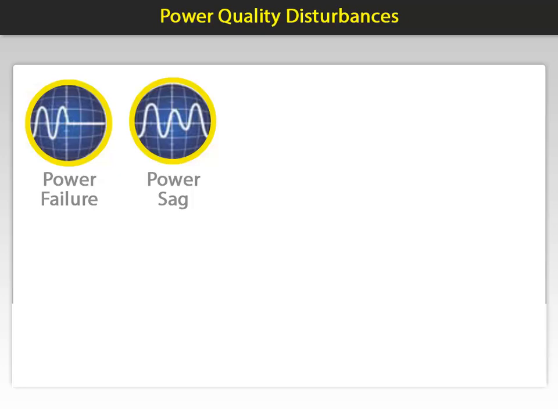This can manifest as dimming lights, computer freezes, or unexpected machine shutdowns depending on the severity and duration of the sag.